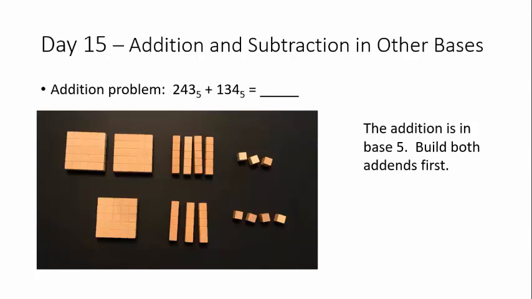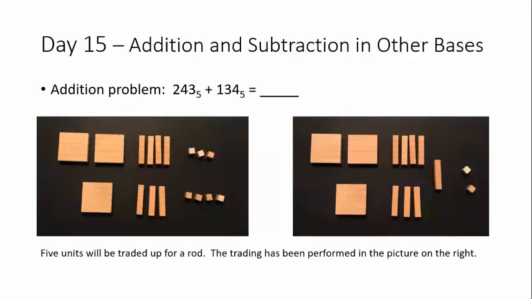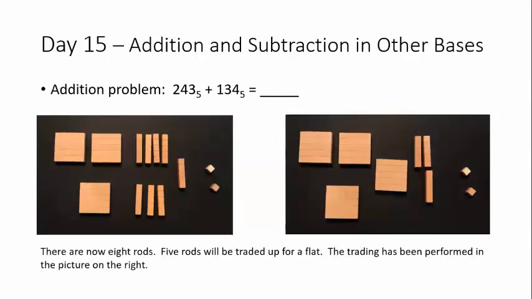Count the number of units that you have now and think about what the trade will be. There are 7 units. 5 of those units will be traded up for a rod. In the picture on the right, you'll see that I have replaced 5 of the units with a rod. How many rods are in the picture now? There are 8 rods in the picture. 5 of those rods will be traded up for a flat. In the picture on the right, you'll see that I have traded the 5 rods for a flat.